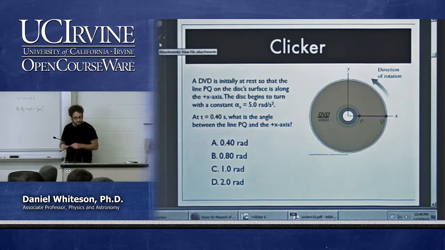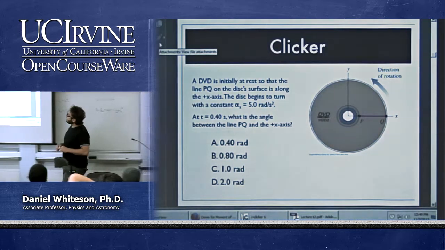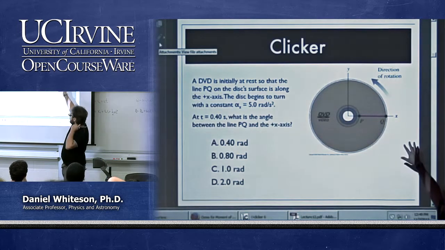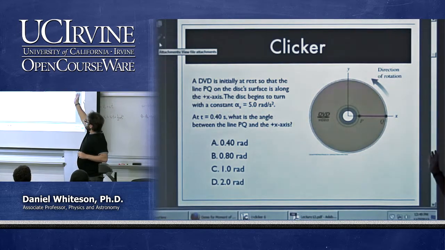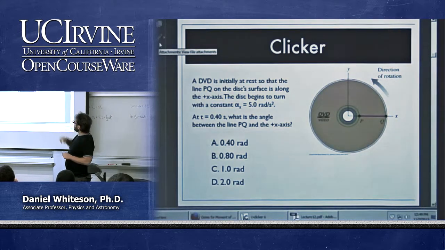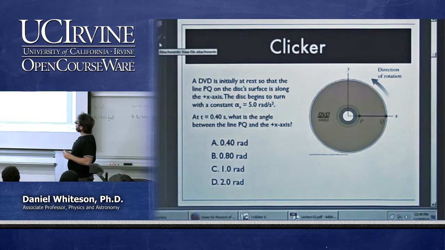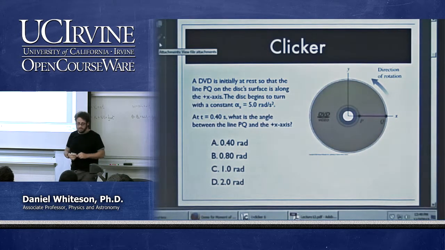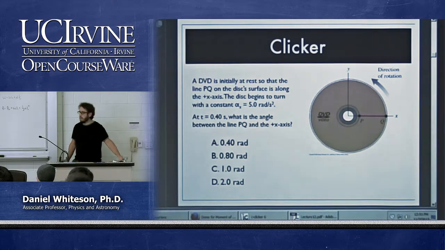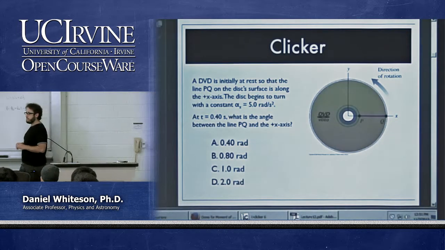Here we have a DVD initially at rest, so that the line PQ on the disk surface is on the x-axis. Okay? The disk begins to turn with a constant alpha, so this is the angular acceleration, of 5 radians per second squared. At t equals 4 seconds, what's the angle between the line PQ and the x-axis? Okay, so how do we solve this?